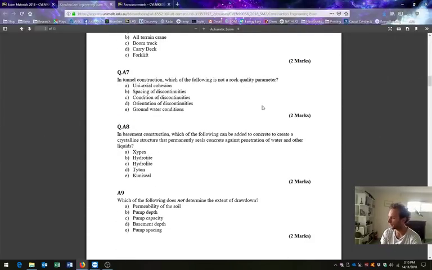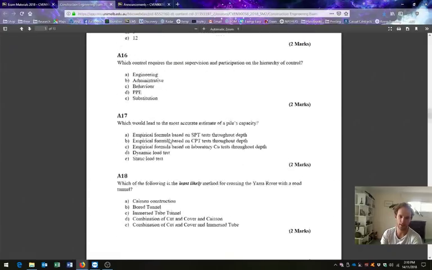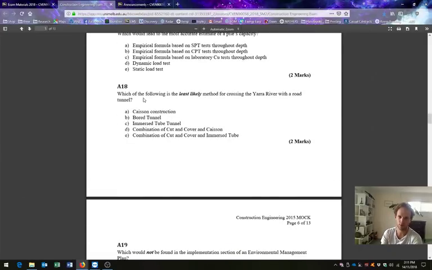Anyway, okay, so A18, which of the following is the least likely method for crossing the Yarra River with a road tunnel? So this should be pretty clear cut. There are tunnels under the Yarra that are being bored, the Metro Tunnel for example. Caisson construction is essentially what was done with a combination of cut and cover for the Burnley Tunnel.